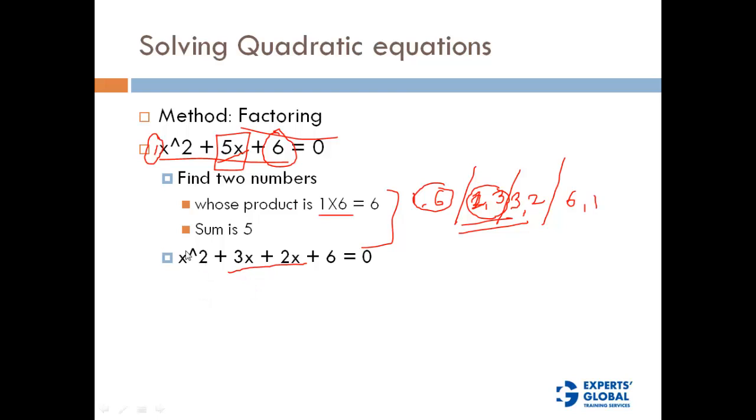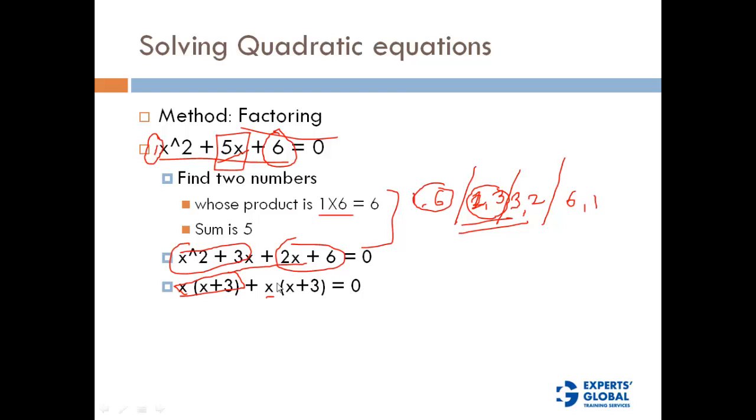Now what we do is we look at the first and second terms separately, and the third and fourth terms separately. So x square plus 3x. What do we have in common? We have common x, right? So we get x, and in bracket we have x plus 3. For 2x plus 6, what do we have common?